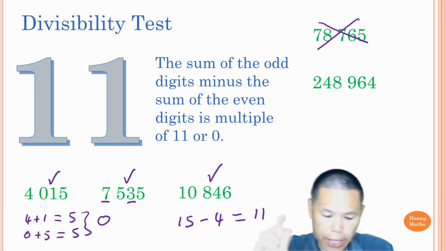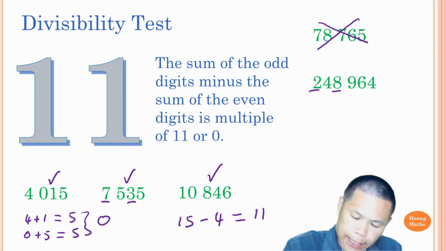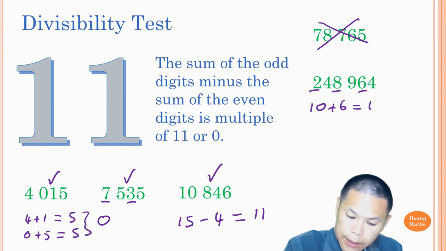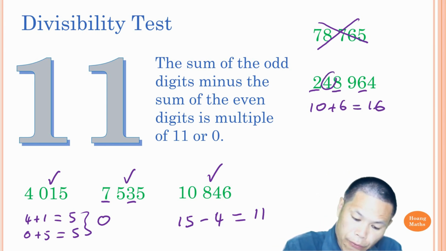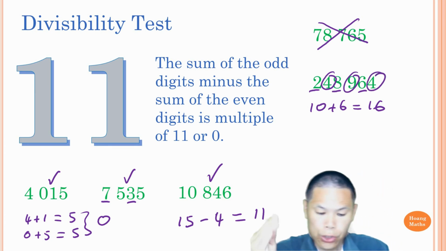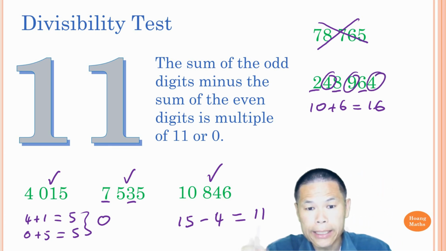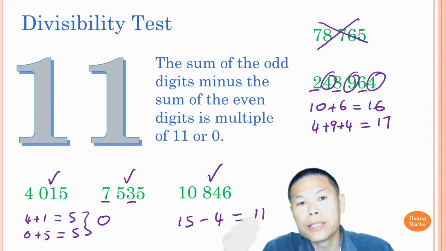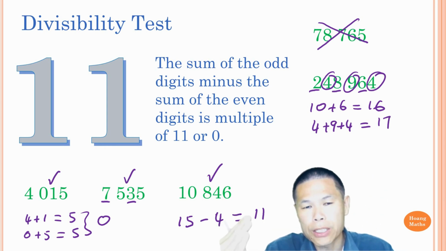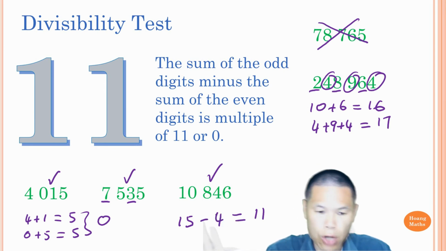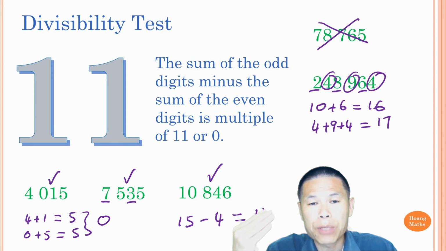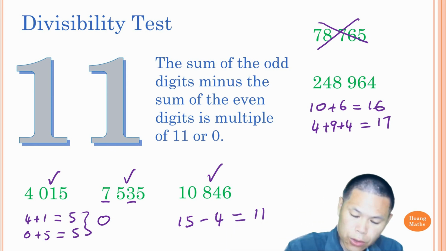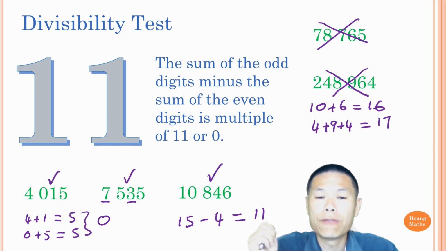Right, let's see if you got it correct. So we have 2 plus 8 is 10. And then we add 6, which is 16. Then we need to add 4 and 9 and 4. So 4 plus 4 is 8. 8 plus 9 is 17. And the difference is 1. Or you can use 16 minus 17 is negative 1. Or the difference is 1 if you like. And it's not divisible by 11 because 1 is not divisible by 11. So therefore, this number here is not divisible by 11.